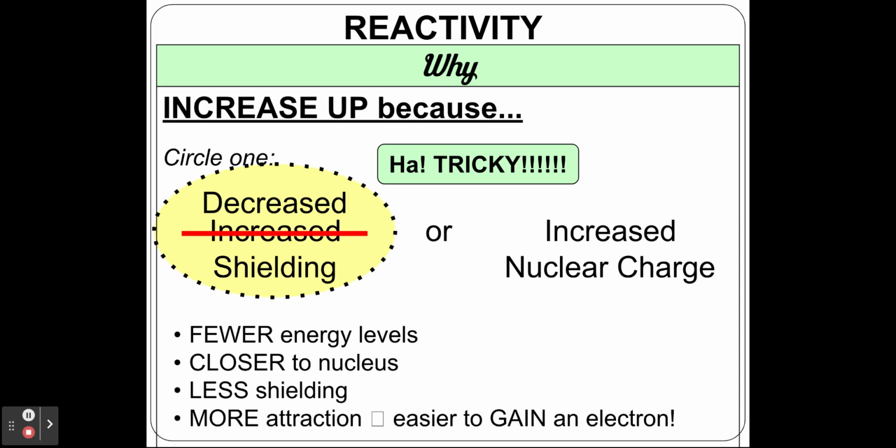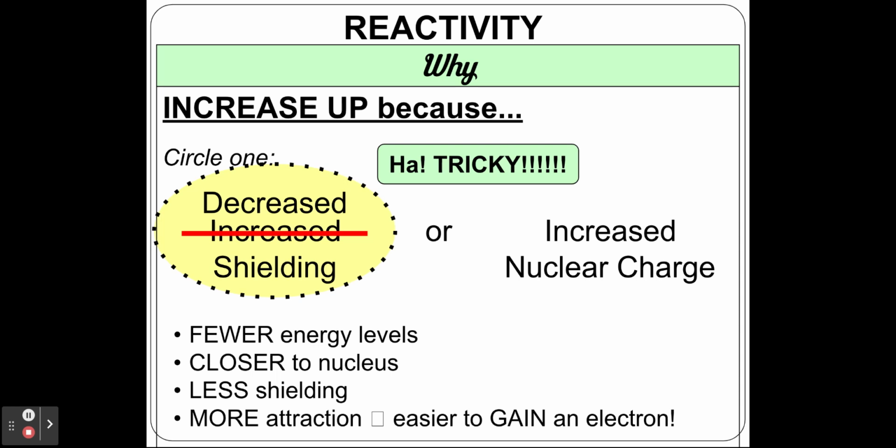And so when you go up the group, the valence electrons are closer to the nucleus. They're going to feel a stronger pull. They're going to want the electrons more. So it's going to be easier to gain electrons at the top of the group, because the electrons are closer to the nucleus. They're going to feel a greater pull. So it's easier to gain electrons. Therefore, they're going to be more reactive.